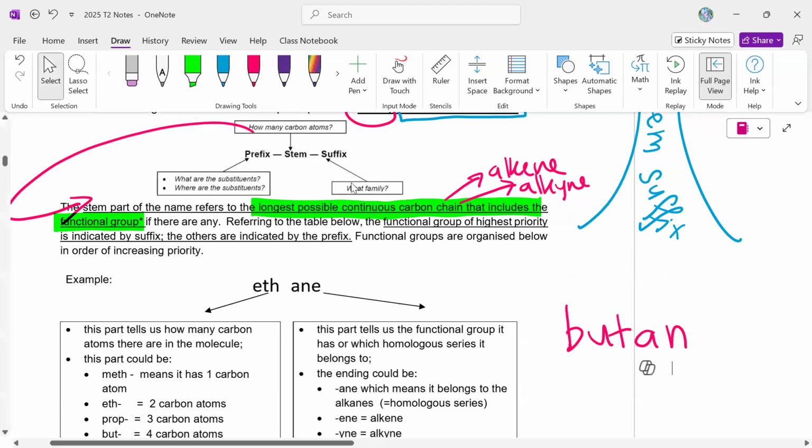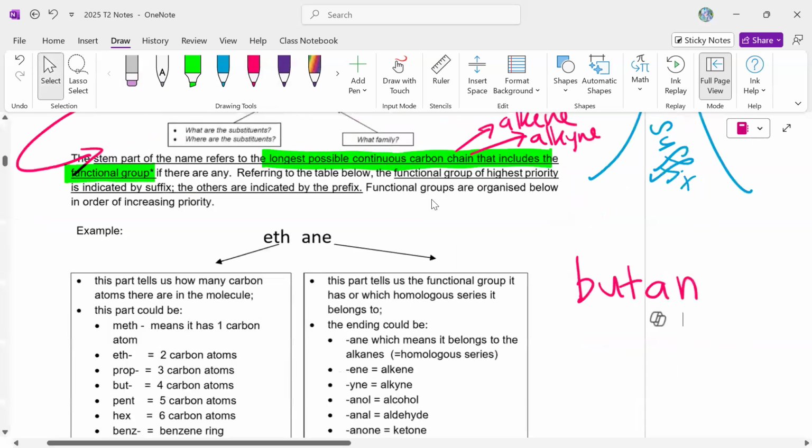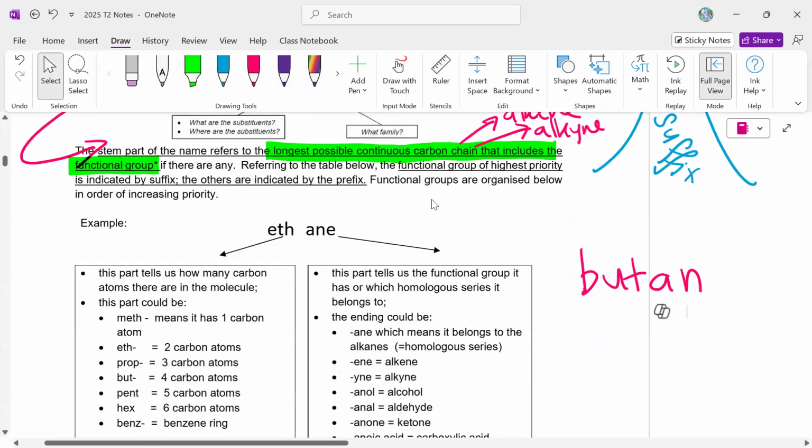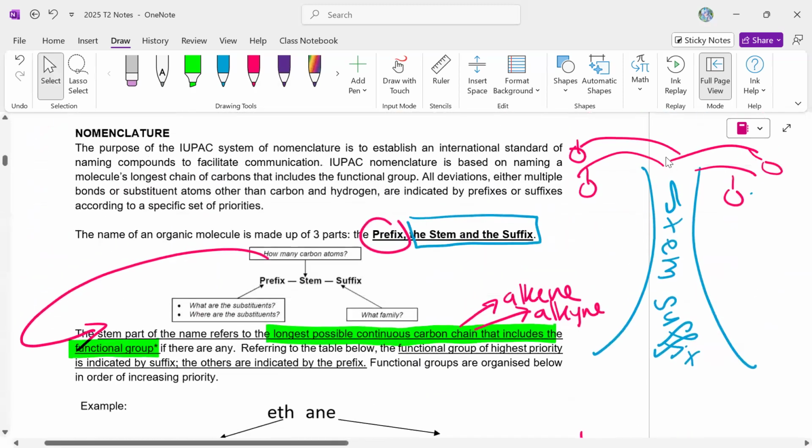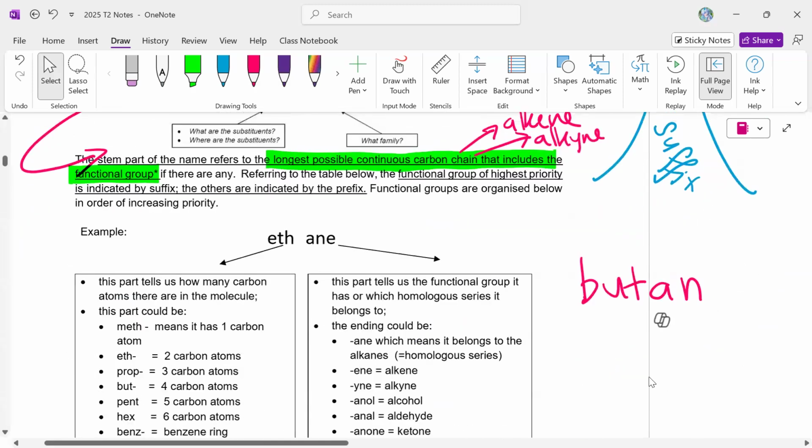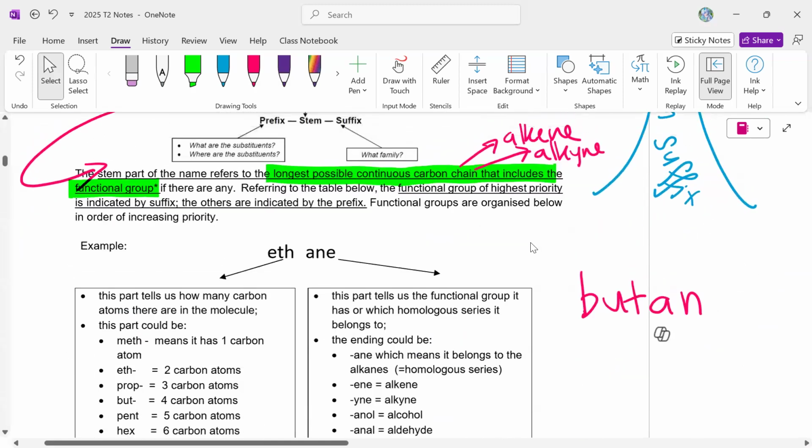After you find the longest continuous carbon chain, including the functional group, we will, as much as possible, number the carbons in that chain, giving the smallest number to the highest priority functional group. So the smallest number is given to this part, not to the substituent or the apples on the tree. That one is not important. The smallest number goes to the stem and the functional group in the suffix. So we number it in such a way.